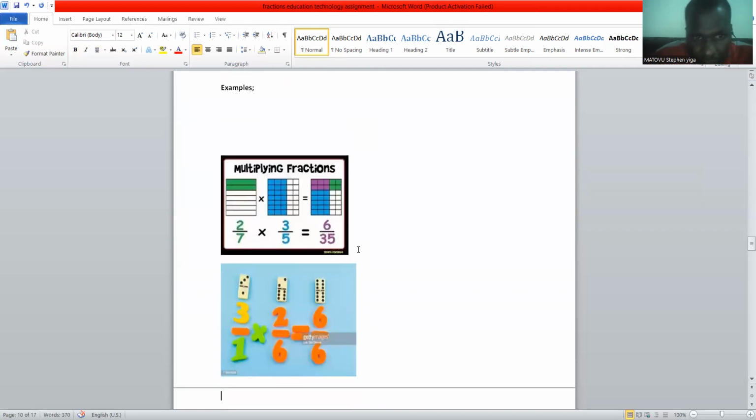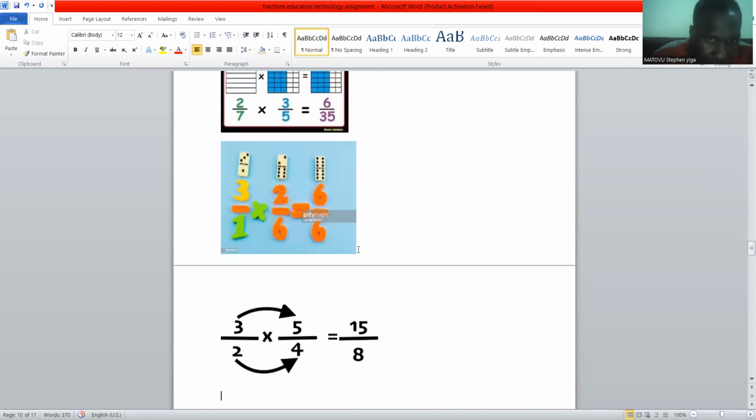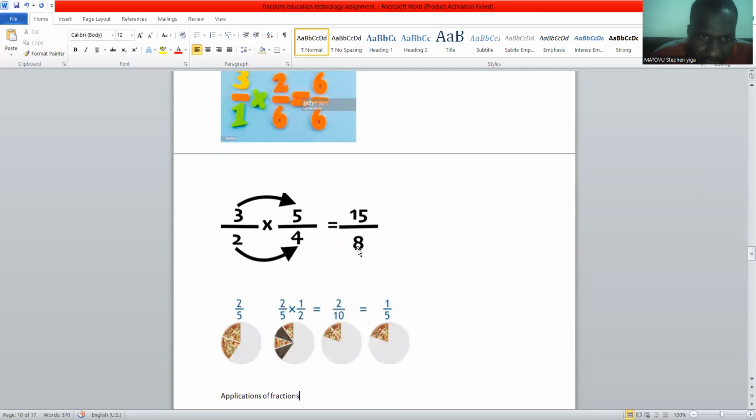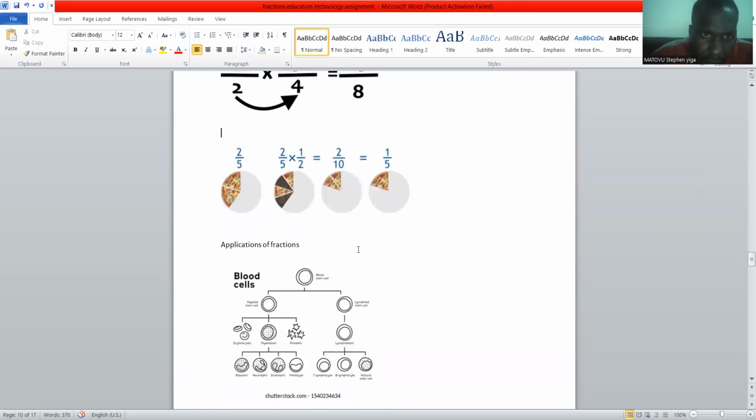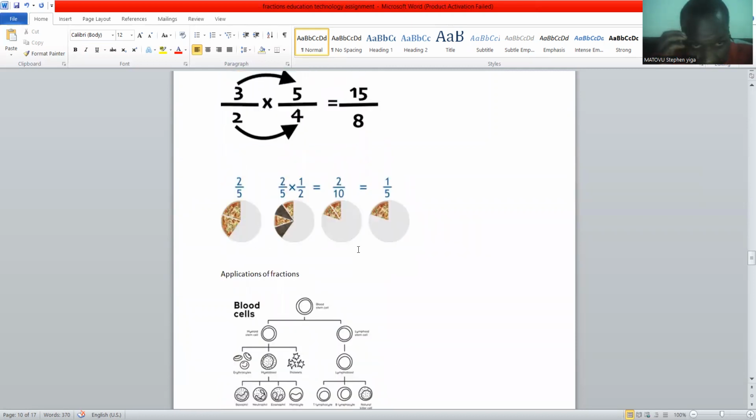Examples are there. 2 out of 7 times 3 out of 5 equals 6 out of 35. 3 out of 1 times 2 out of 6 equals 6 out of 6. 3 out of 2 times 5 out of 4 equals 15 out of 8. 2 out of 5 times a half, you'll get 2 out of 10, which is the same as 1 out of 5. Applications of fractions.